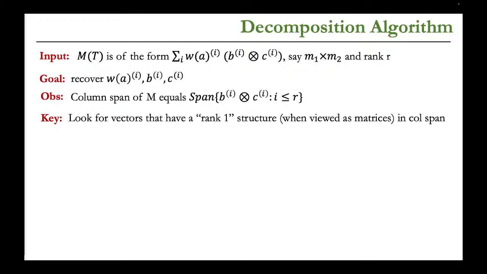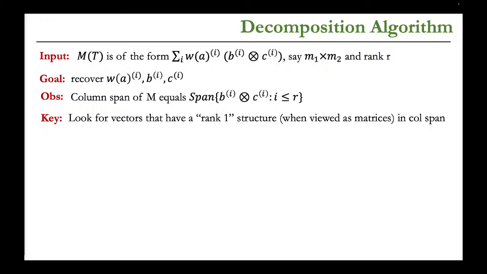Now it doesn't even matter what it exactly looks like from the previous slide, but you can see that its form is going to look like this because of this VW transpose structure. You can look at the matrix. It's going to look like this: the last 2 modes appear here, and then some function of the first vector appears here. So what you're going to do is look at the column span and observe that it's going to be a span of this b_i tensor c_i kind of vectors.